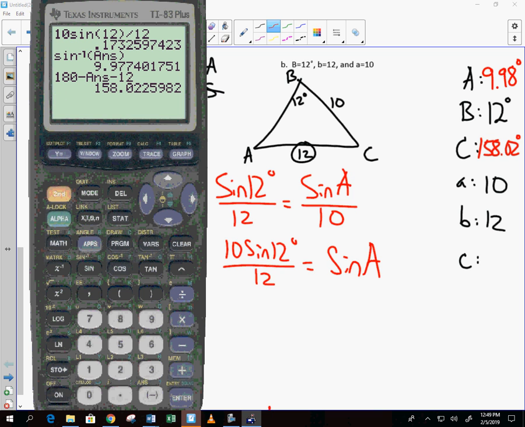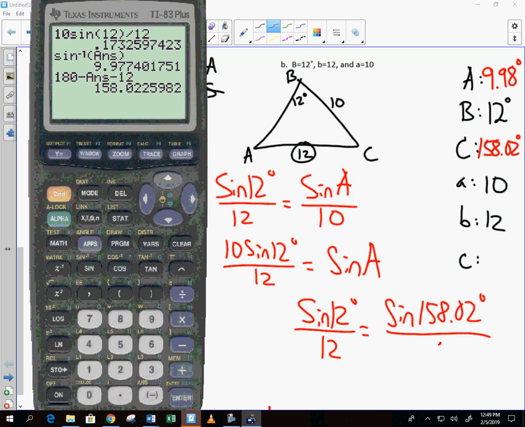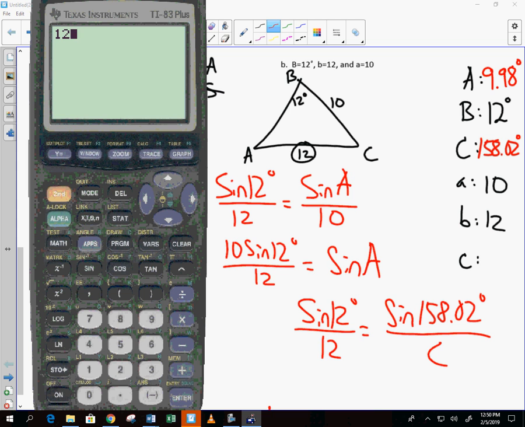Can I now find side C? And there comes a time where you maybe don't even feel the need to cross multiply. As I set it up, sine of 12 degrees over 12 is equal to the sine of 158.02 degrees over C. And if you were to cross multiply in this situation, you can see that you would take 12 times the sine of 158, and you would end up having to divide it by a sine of 12, right? So I'm just going to do that all in one operation. 12 sine of 158.02 divided by the sine of 12. And when I do that, I get 21.60. And it should be my longest side, and it is.